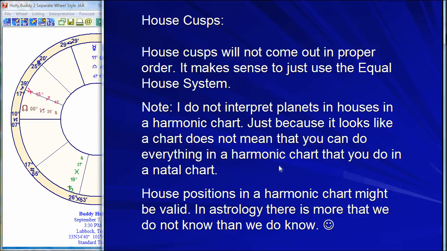As I mentioned in this last paragraph of this slide, in astrology there is more that we do not know than we do know. So the fact I don't use it doesn't mean I'm so sure that it doesn't work. It's just we only use a few things that we've worked with over and over again, and we feel confident using. I think all astrologers are that way. Okay, so a little more detail about what's going on with harmonic charts. You've got that idea that if you multiplied each one of these house cusps by the number, you would not get houses in order, so we just use equal houses.